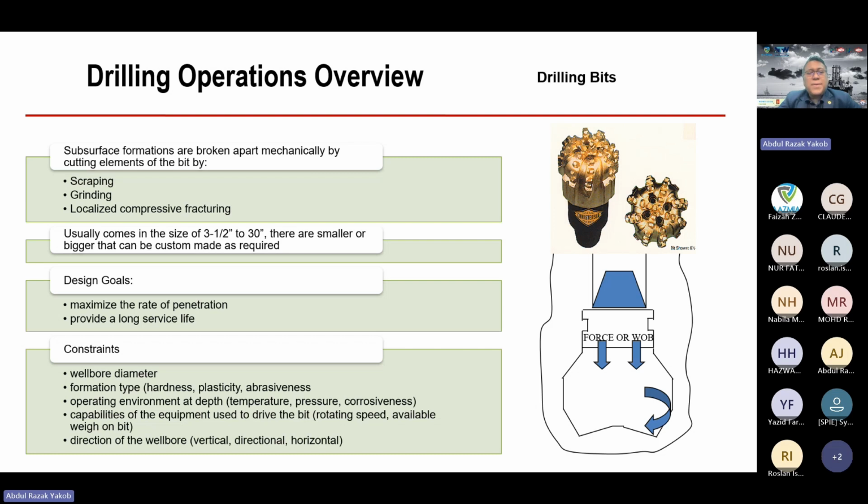So the constraints, of course, are the wellbore parameters, what kind of formation type, what kind of operating environment, what kind of capabilities of the equipment that is used to drive the bit, the rotating speed over there, and also the direction of the wellbore. All of this is so important to the drilling bits. The drilling bit makes hole, but how fast it makes hole is one thing, and whether it can last long or not. Because if it doesn't last long, you need to pull out, and it takes such a long time. And again, as I mentioned earlier, time is money. 3,000 US dollars per minute.